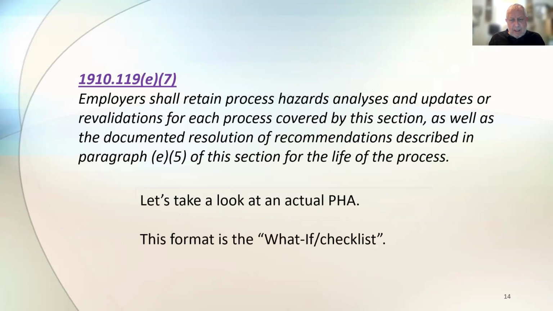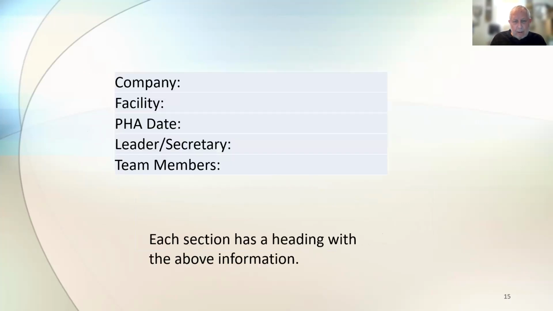Employers shall retain process hazard analyses and updates or revalidations for each process covered by this section, as well as a documented resolution of recommendations described in paragraph E5 of this section for the life of the process. All right. So what they do in this, you do a process hazard analysis, the initial one, and then after that, you're basically doing updates and revalidations. So we're going to take a look at an actual PHA.